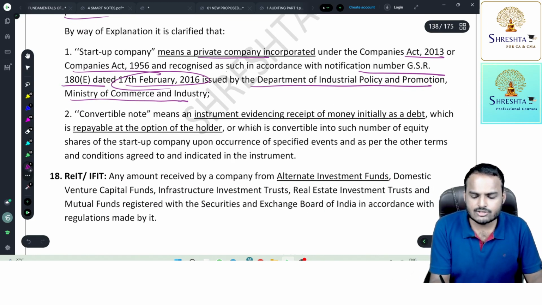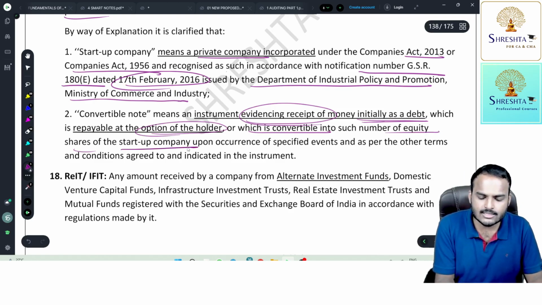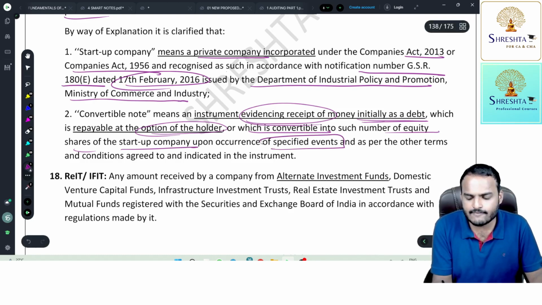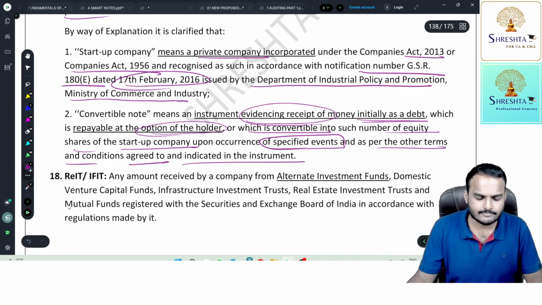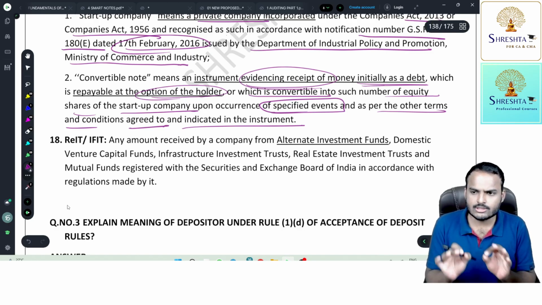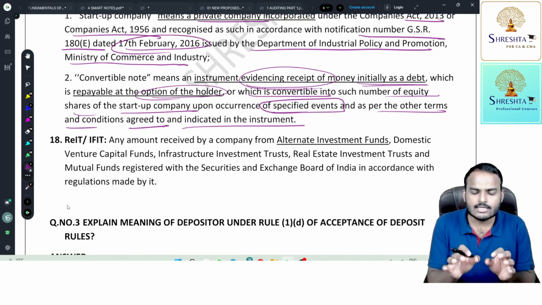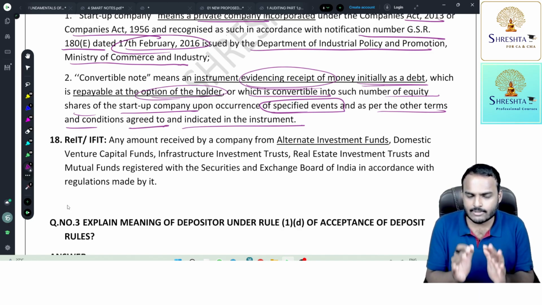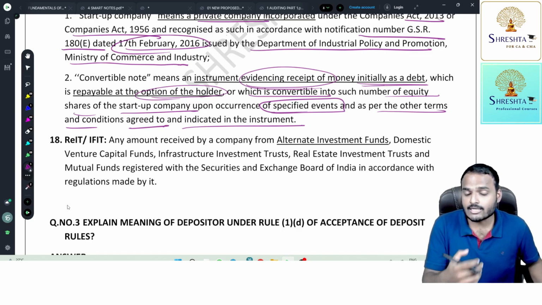Convertible note means an instrument evidencing receipt of money initially as a debt, which is repayable at the option of the holder, or which is convertible into such number of equity shares of the startup company upon occurrence of specified events and as per the other terms and conditions agreed to and indicated in the instrument. So simply, what is a convertible note? It's a debt to the company, but 5 years' time is given for repayment or for convertibility. The holder will exercise the option, and the company should either convert or refund it.